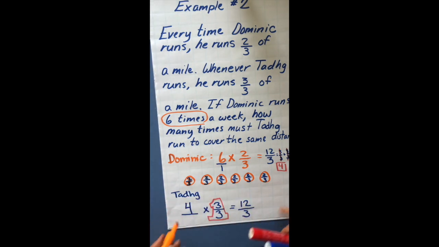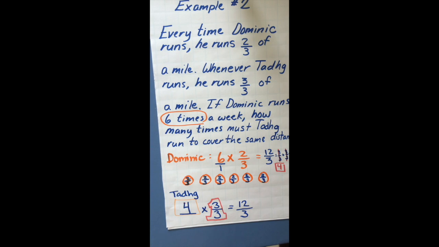And I'll double check it. So this is the answer right here. Let's check it. I'll put a 1 here. Multiplying fractions, no big problem. It's the top times the top. 4 times 3 is 12. And the bottom times the bottom. 1 times 3 is 3. So we know that 4 is the answer.